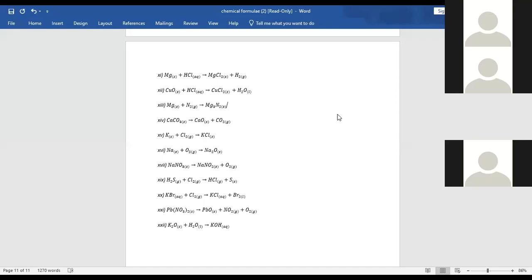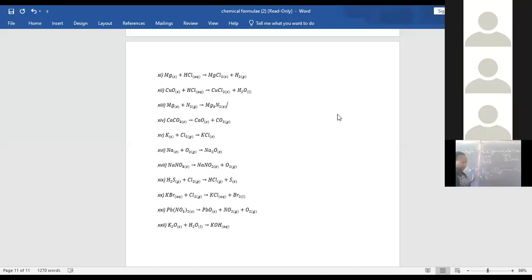Yes, so number 15, we have on the reactant side potassium and chlorine, and on the product side we have potassium chloride. So the number of atoms in the reactant side for potassium is 1, and the number of atoms of chlorine is 2. And on the product side, the number of atoms of potassium is 1, and chlorine 1.